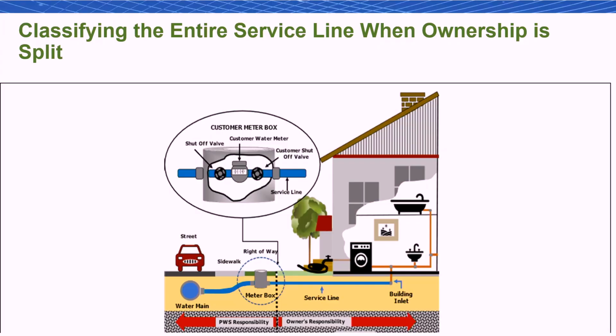Okay, identifying the service line when ownership is split. So what we're looking at is this little dash line right here. That represents the property line. So this is the public side, whether it be in the right-of-way or system-owned. You got your water main, in this case underneath the street. It's not good for main breaks, but that's where it's at here. And then you got your sidewalk, and then you got your meter box. So all of that, especially in Texas for the most part, is system-owned.